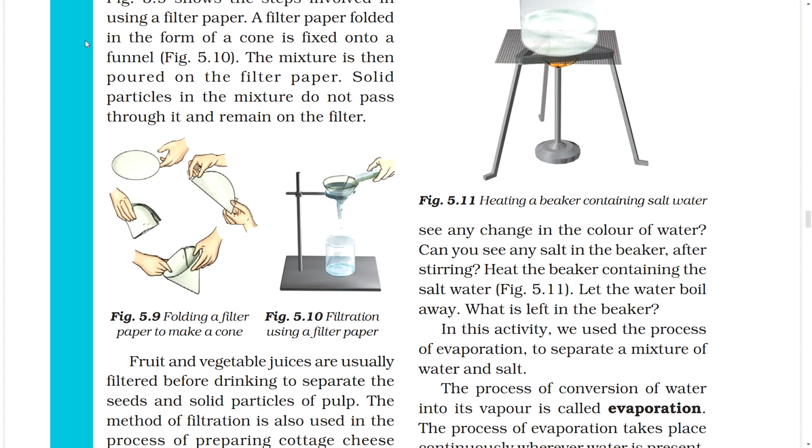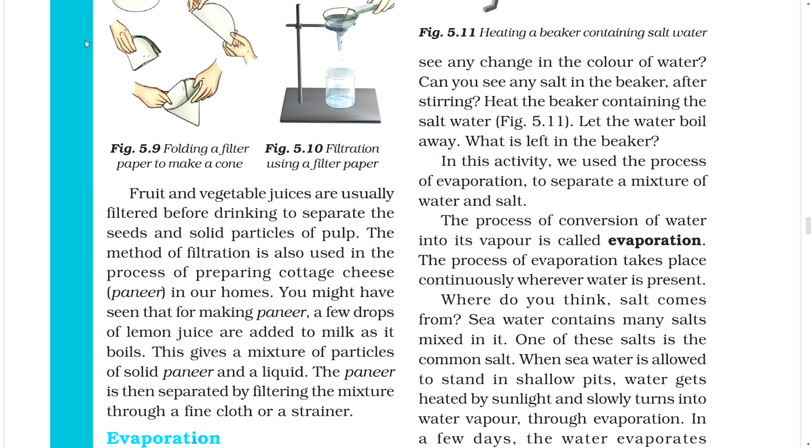Folding a filter paper to make a cone. Filtration using a filter paper. Fruit and vegetable juices are usually filtered before drinking to separate the seeds and solid particles of pulp. The method of filtration is also used in the process of preparing cottage cheese, paneer, in our homes.